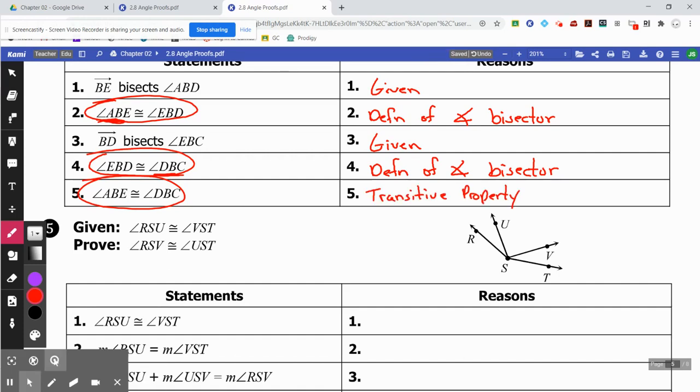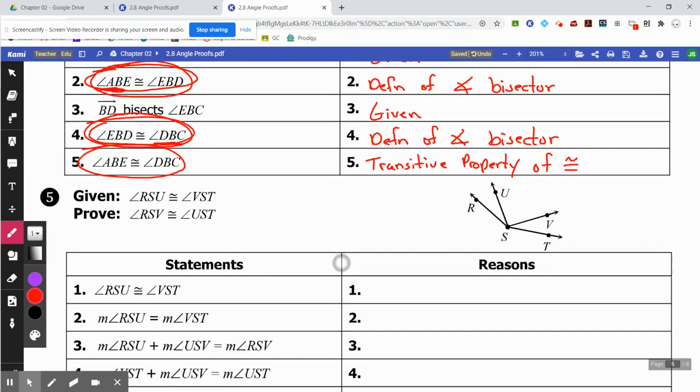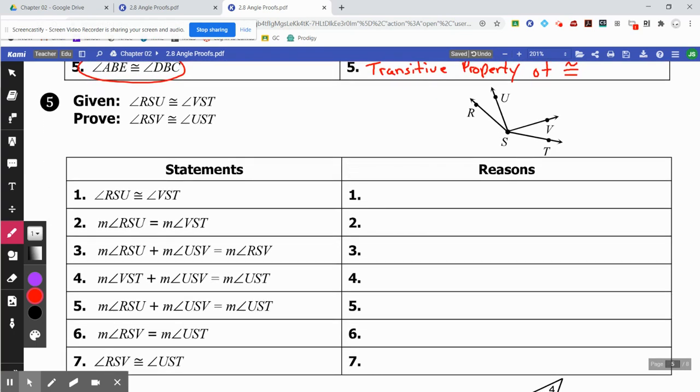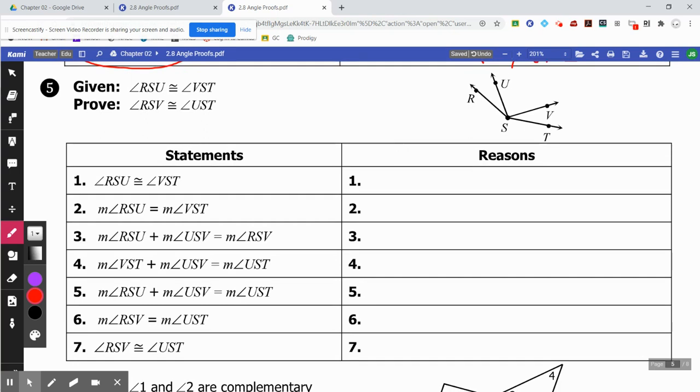But we do need to be careful here because this is congruence, the transitive property of congruence, not the transitive property of equality. Number 5, we're given that RSU, which is right here, is congruent to VST, which is right here. So we're going to try to prove that this large angle is congruent to this large angle. That's what we're going for. So pretty much we're adding angle USV to both of those small angles and saying the big angles are also equal. So first off, we're given that RSU and VST are the same.